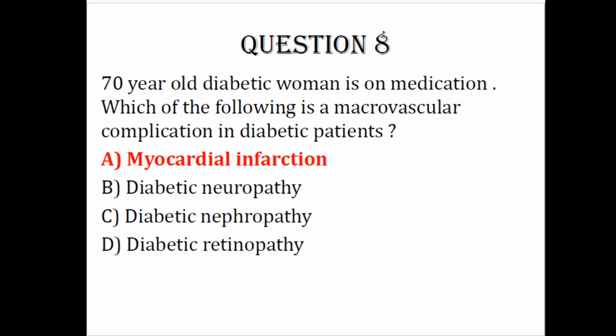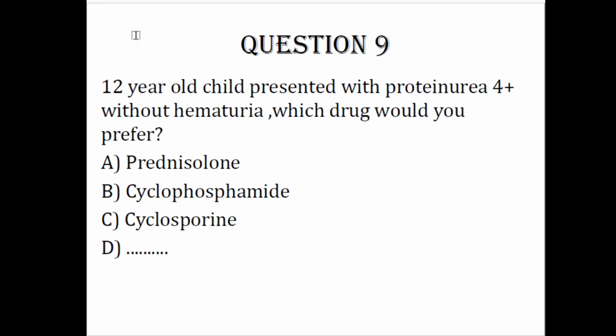Now what they've asked in the question is, which of the following is a macrovascular complication? See, diabetic neuropathy, nephropathy and retinopathy are microvascular complications. So what would be the answer? It will be myocardial infarction. MI, stroke, peripheral vascular disease are all macrovascular complications of diabetes. Let's move on to the next.